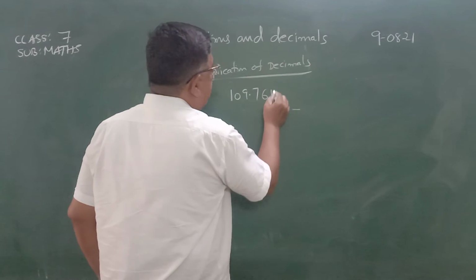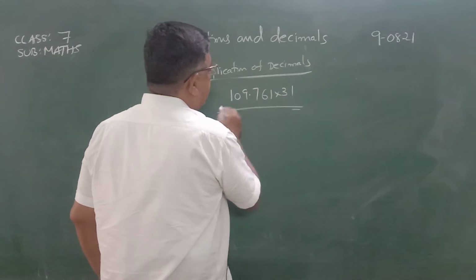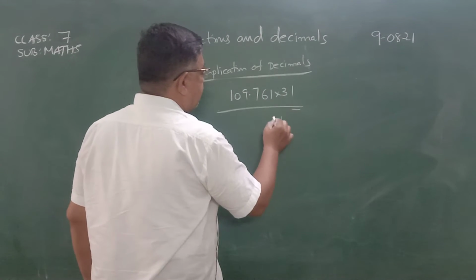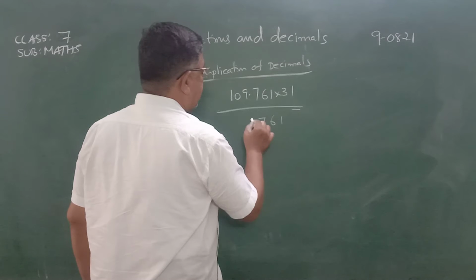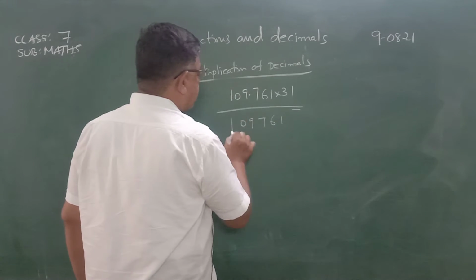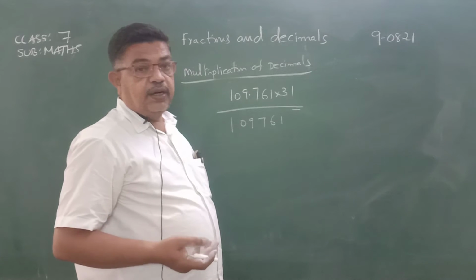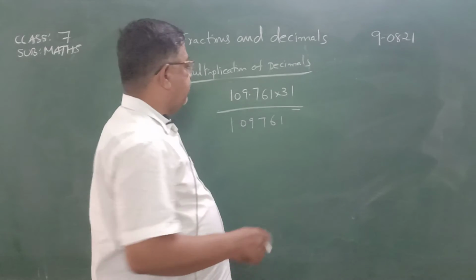109.761 multiplied by 31. The 31 table you don't know. So first you multiply with 1. 1 1s are 1, 1 6 are 6, 1 7s are 7, 1 9s are 9, 1 0 is 0, 1 1s are 1. So it is the number as it is. Whenever you multiply a number with 1, the product is the number itself.